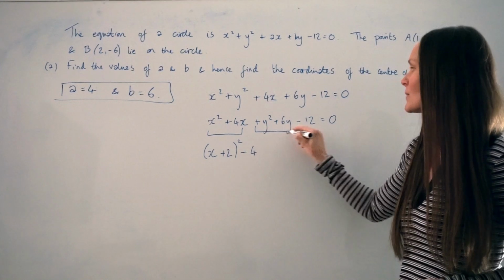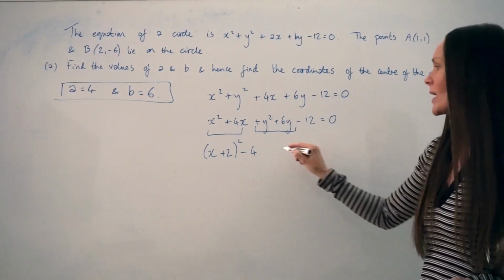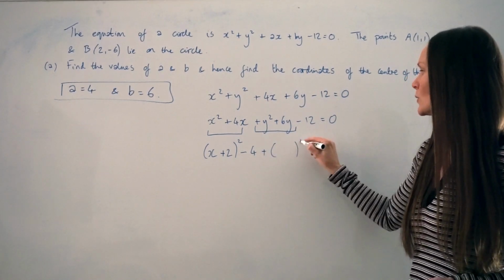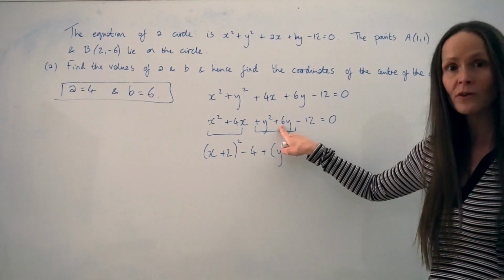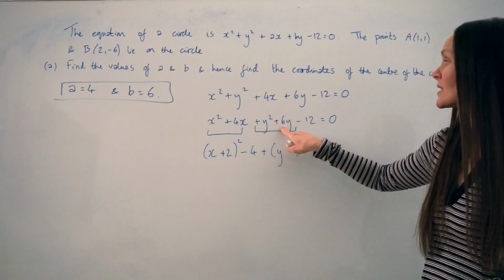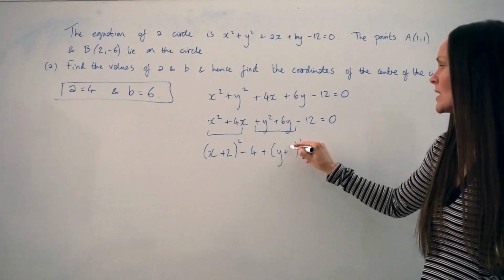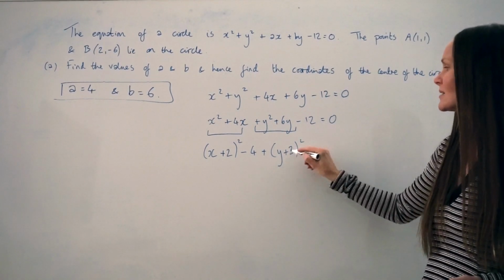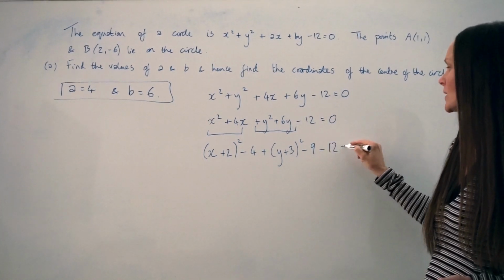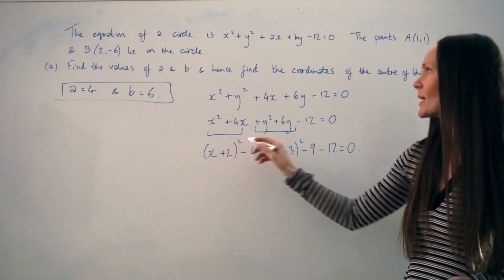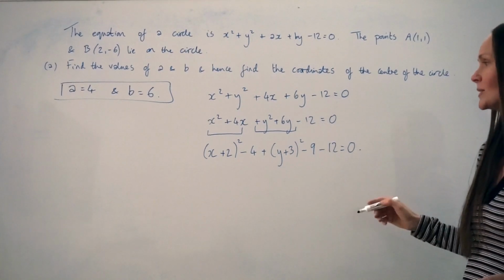Then if I do the same thing with the y terms, you have your square brackets, you fill in the y value. This number here is half of the coefficient of y. So positive 6 divided by 2 is positive 3. And then you would minus this number squared, so minus 9. And then minus 12 equals 0. So this is the equation of the circle in its completed square form.